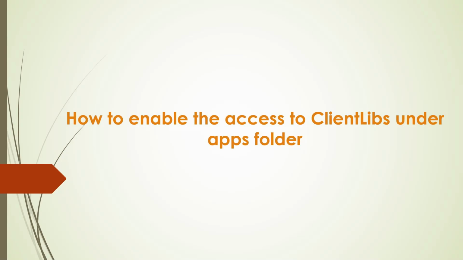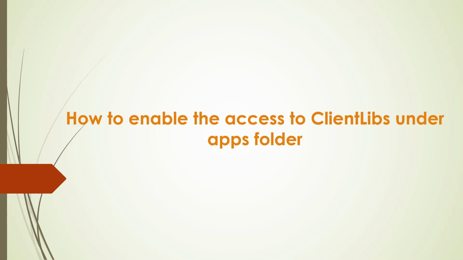So the client library is under the apps folder. How can this be accessed? Now, the client libraries under the /apps folder can be accessed by enabling the client library proxy servlet. By enabling that proxy servlet for this particular client library, we will be able to access it from outside through the dispatcher. So now, how do we enable the proxy servlet?